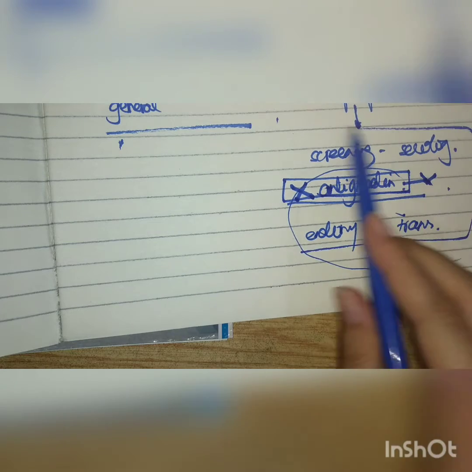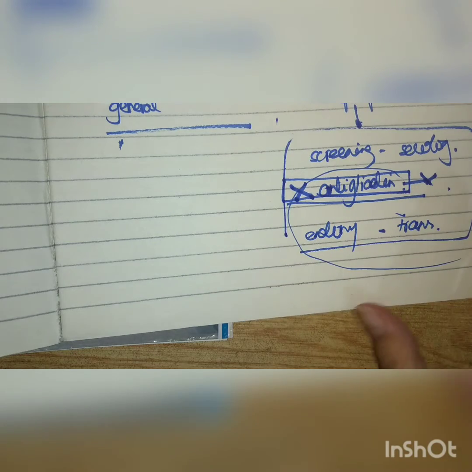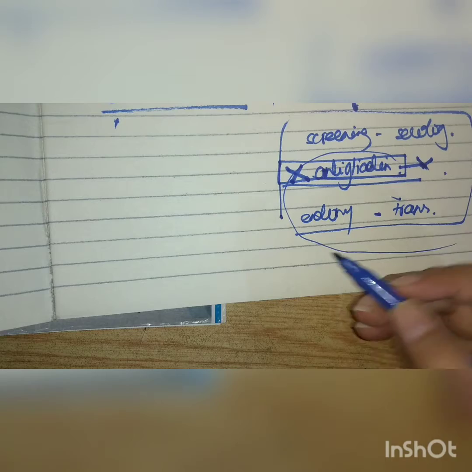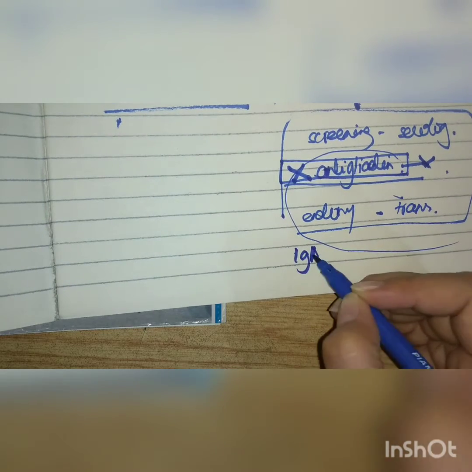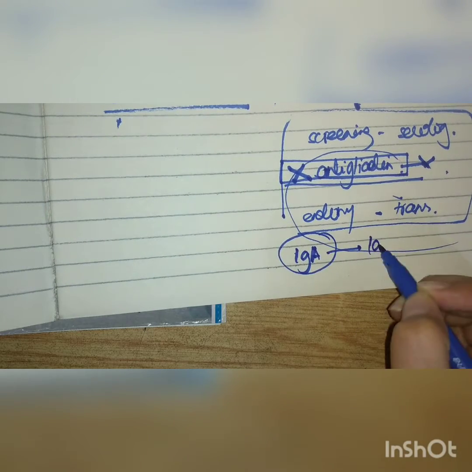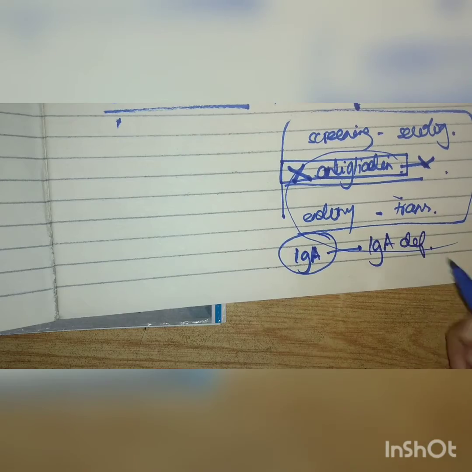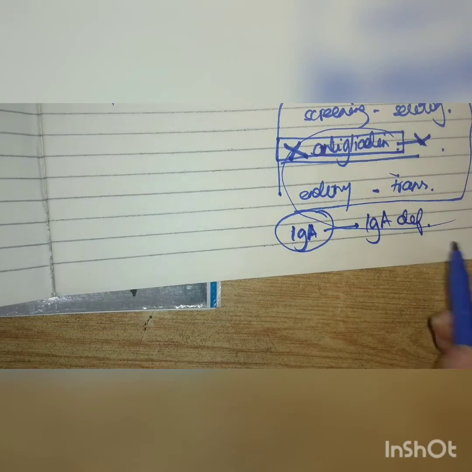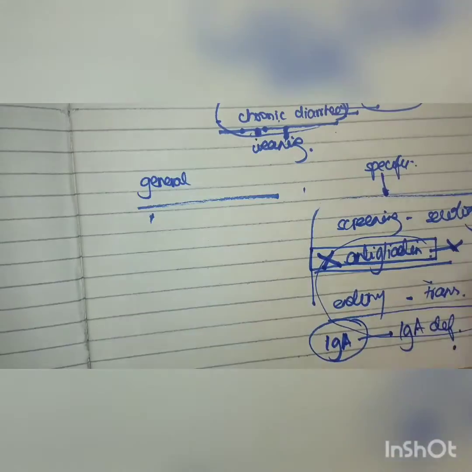And always remember that before going for an antibody screening and before acting upon its results, always try to assess the total IgA levels. Why? Because the patient might be having an IgA deficiency altogether. Many kids can have IgA deficiency. This is why this is a screening test.